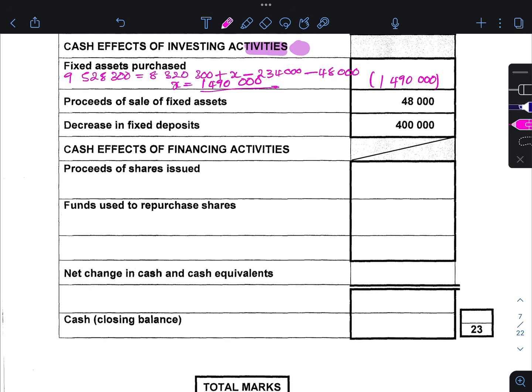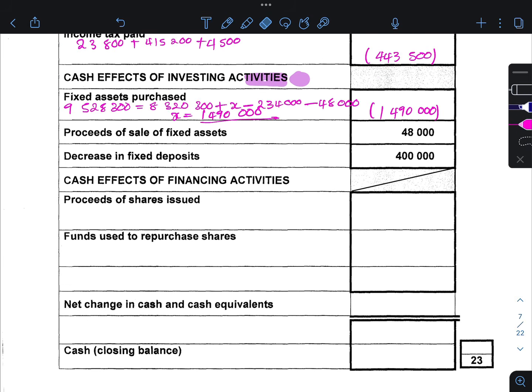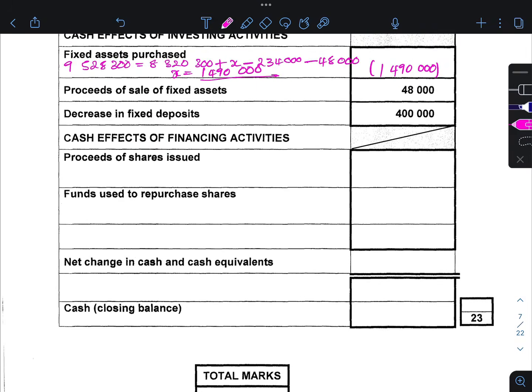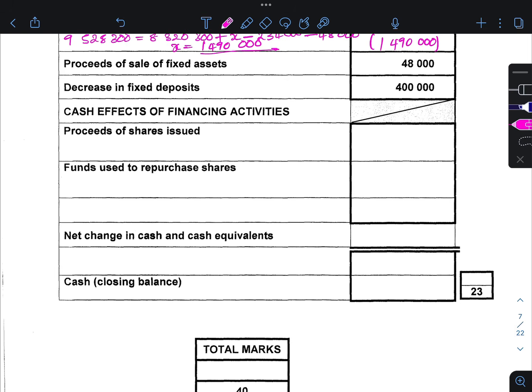Now we go to your cash effects of financing activities. Your financing activities is the money that you use to fund the business. Okay, so that includes your loans, your proceeds of shares issued, repurchasing of shares, and so on and so forth. So cash effects of financing activities. I keep on saying financial. All right, so we're going to do proceeds of shares issued now.